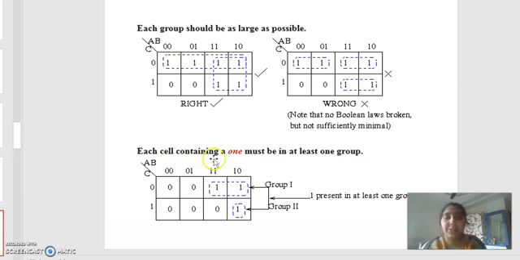Each cell containing 1 must be in at least one group. We should form the groups such that we check whether this one can be covered by any other group. Mainly, while minimizing this expression, if you are considering any variable or any minterm, that minterm must be covered by at least one of the groups. So here, instead of considering a single one, you can make it as one pair.